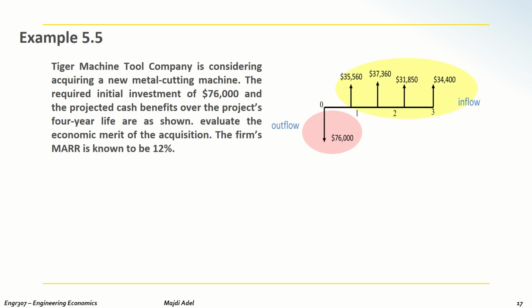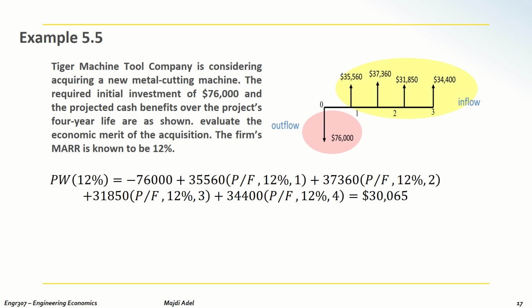Another example, this is an irregular cash flow. How to calculate the present worth of irregular cash flow? We need to treat each transaction as a single payment cash flow and find their present value. So the present value at 12% interest rate, note that the 76,000 is an investment, it's going to have a minus sign. The first cash flow, 35,560.